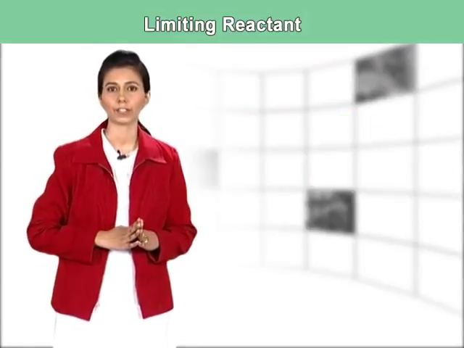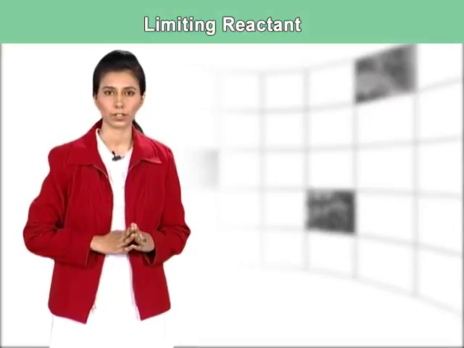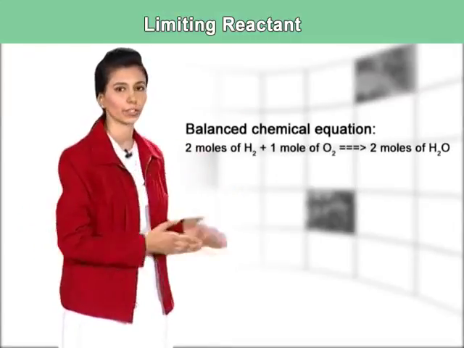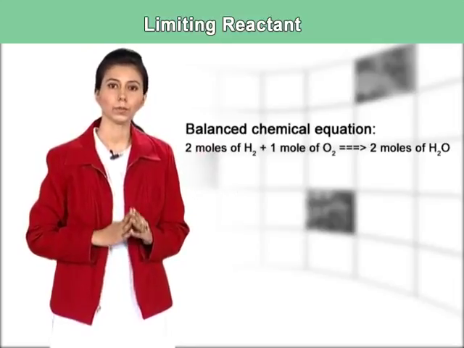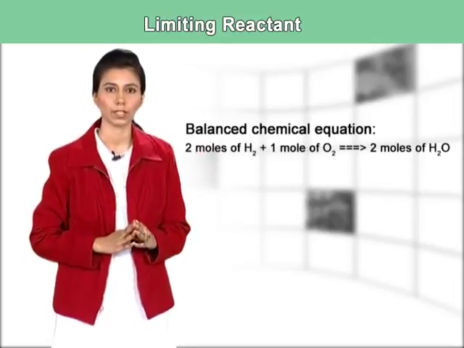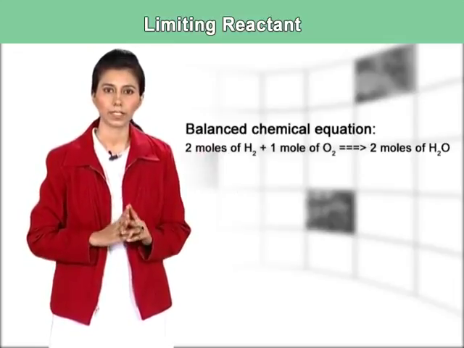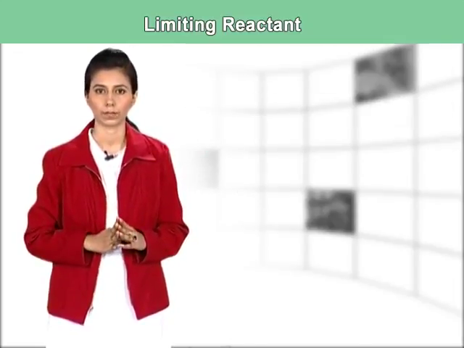Consider a chemical reaction between hydrogen and oxygen to produce water molecules. The balanced chemical equation suggests that 2 moles of molecular hydrogen react with 1 mole of molecular oxygen to give us 2 moles of water.